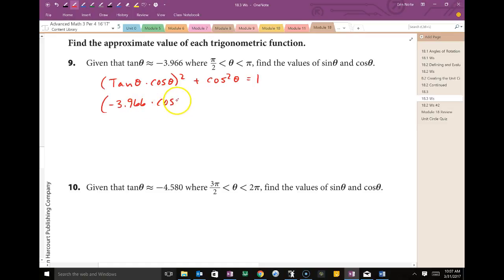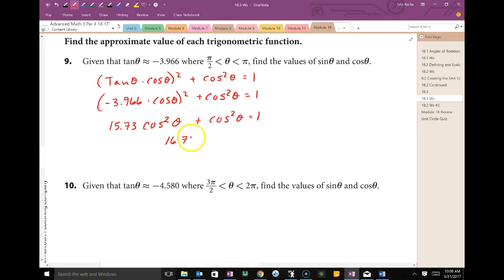So 3.966 times the cosine squared. Okay, so what is it? 3.966 squared is 15.73. Positive though, right? Yes. Yeah, I forgot. Cosine squared, and that's going to be plus 1. So we add the like terms, good. 16.73 cosine squared.